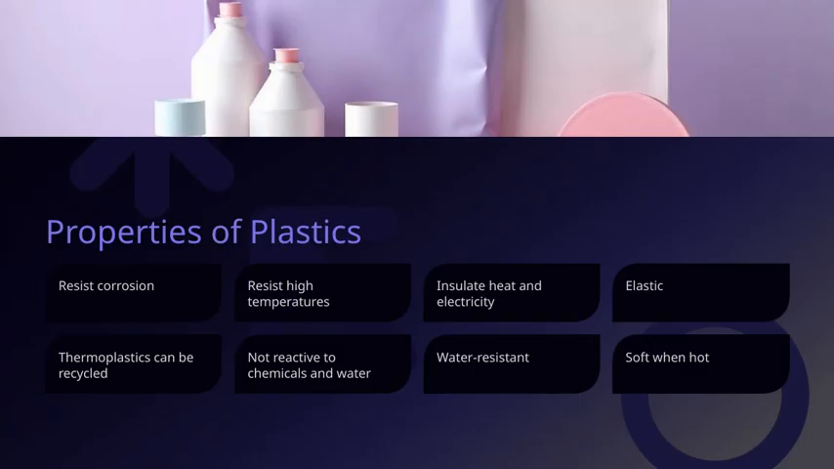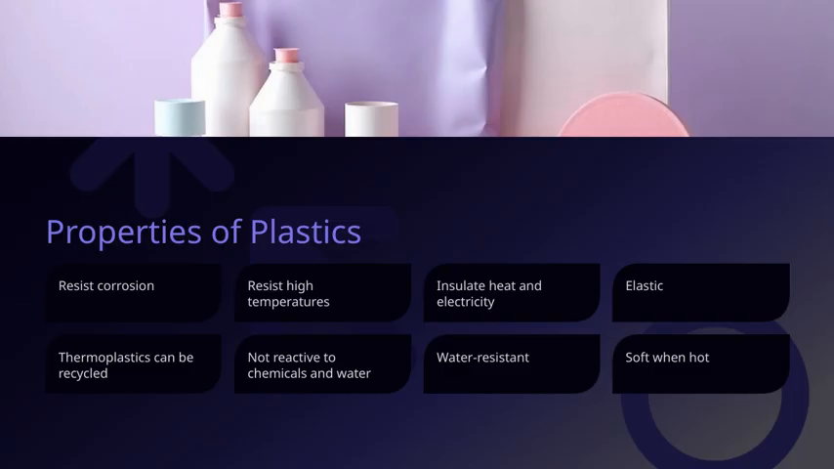Now, let's talk about some of the key properties of plastics that make them so versatile. First, plastics are resistant to corrosion, which means they don't easily break down or get damaged when exposed to moisture or other environmental factors. This durability is one of the reasons they last so long in various applications. Next, thermoplastics are particularly interesting because they can be recycled. This makes them more environmentally friendly compared to other materials, as they can be reprocessed and used again, reducing waste.